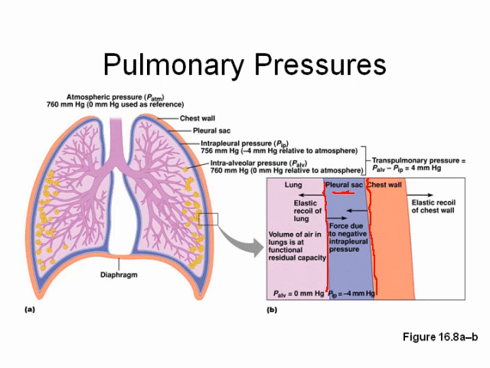Now, the lung and the chest wall are both very elastic. The lung is even more elastic than the chest wall, of course, because the chest wall has ribs in it, which tend to give it a certain amount of rigidity, but it still has some elasticity.